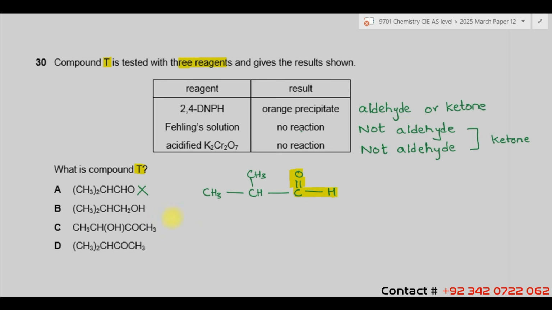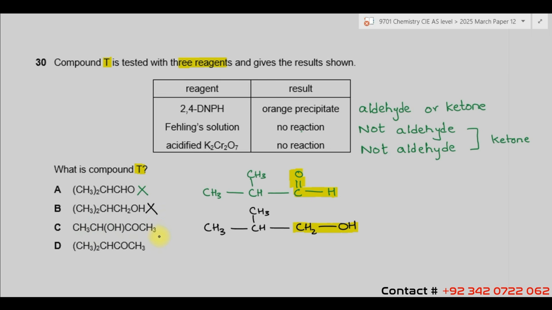Second one, CH3, CH, CH3, CH2, OH. This one shows primary alcohol. Primary alcohol cannot form orange precipitate with 2,4-DNPH. Only aldehyde or ketone can do so. So this is also wrong.